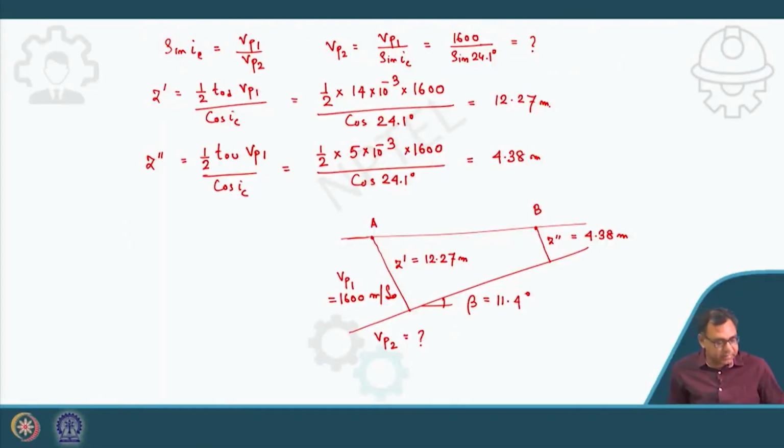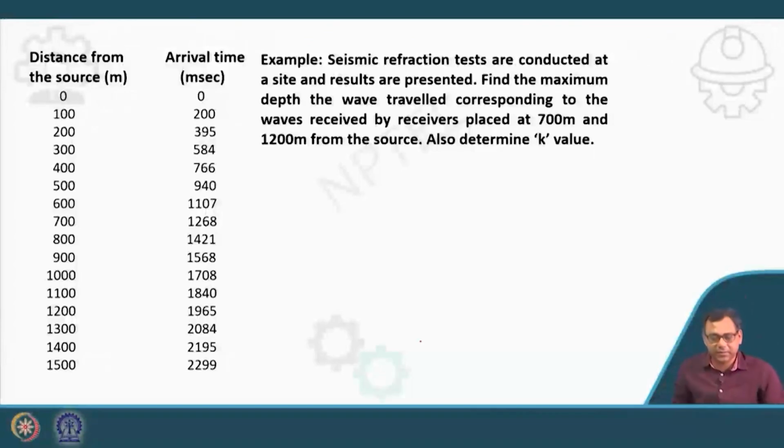Correct? Okay. So I have solved the two problems for seismic refraction case. One is for horizontal layering and another is for inclined layering. Now let's discuss the third case, where there is a continuous change in velocity with depth. Third case. Okay.